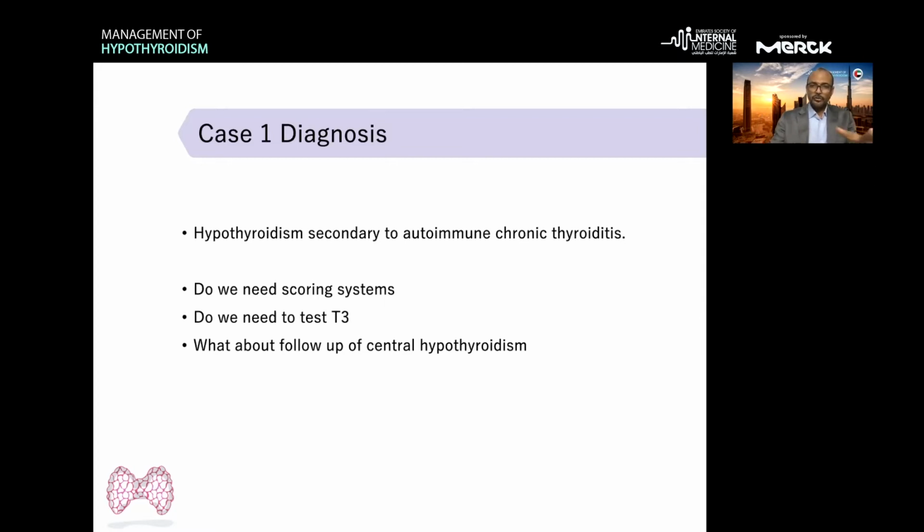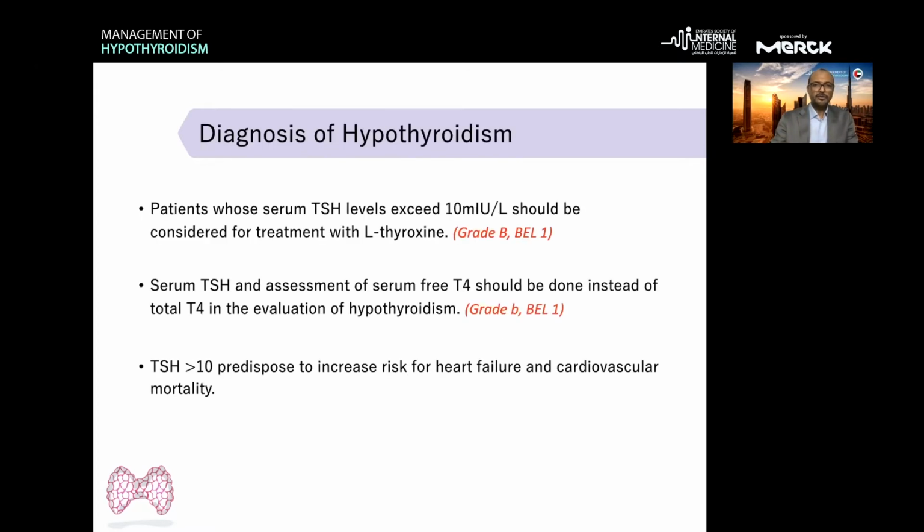So I'm going to answer these questions from the guidelines, and I'm going to put the guidelines with the level of evidence that you can see. Now, for diagnosis of hypothyroidism, if a patient has a TSH level of more than 10, then this patient has to be considered for treatment with thyroxine. And this is grade B evidence.